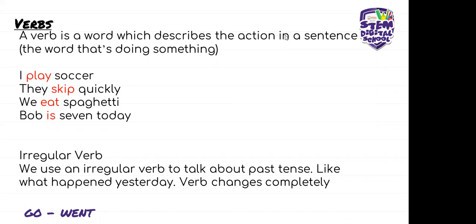Okay, so verbs. A verb is a word which describes the action in a sentence. It's the word that's doing something. Like I said yesterday, I play soccer. They skip quickly. We eat spaghetti. Bob is 7 today. So that is the verb. It's the action that takes place.